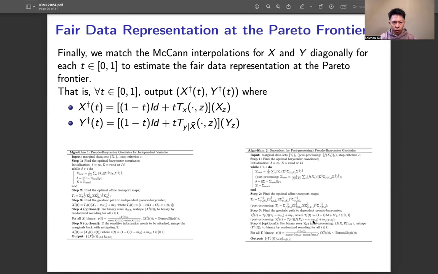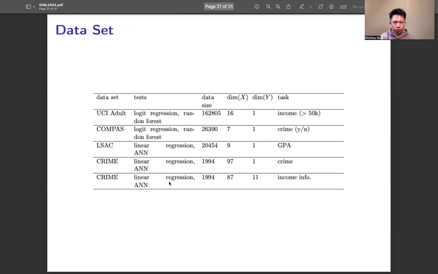Putting those two together, we generate the fair data representation at the Pareto frontier, which is denoted by xDAG t, parameterized by t, and yDAG t. So xDAG t is the output of our algorithm 1, and yDAG t is the output of our algorithm 2.